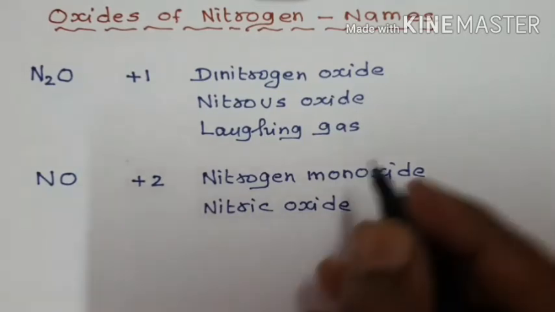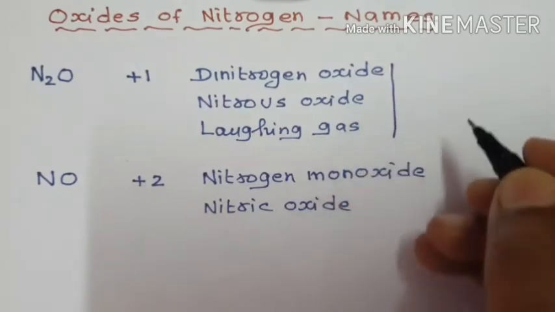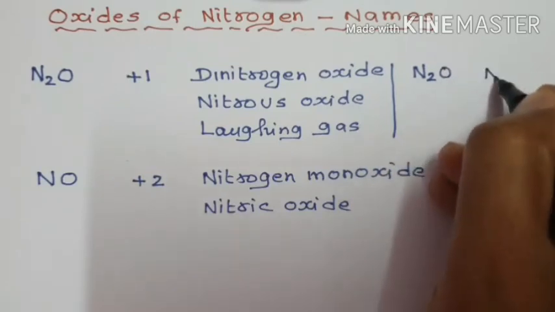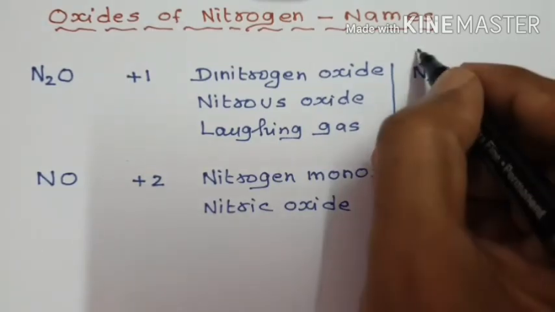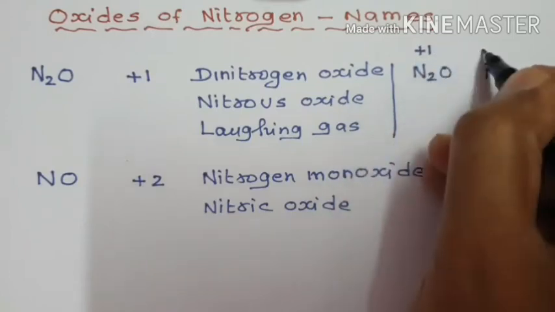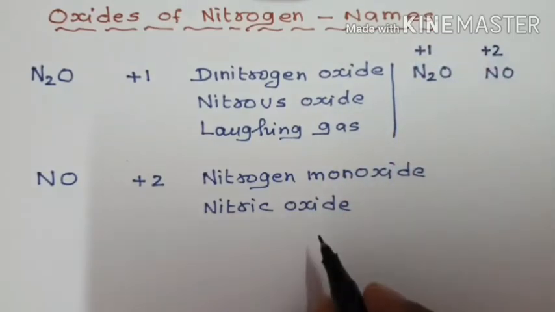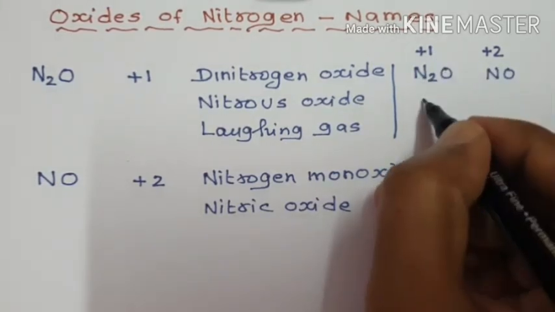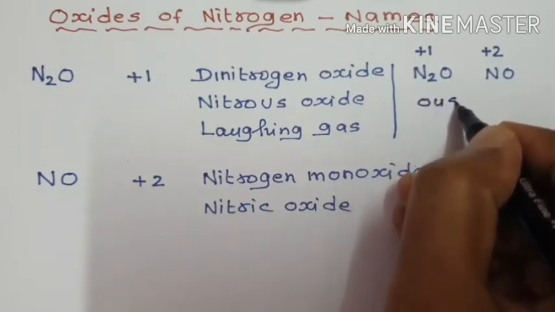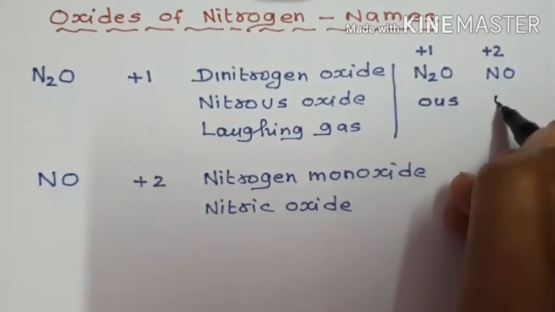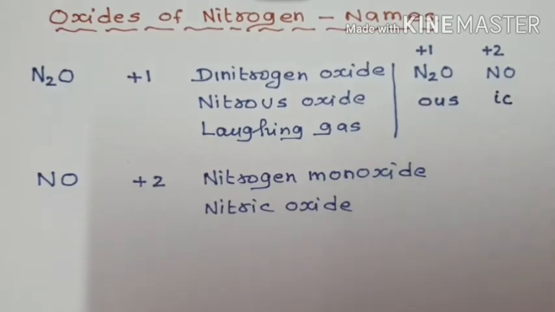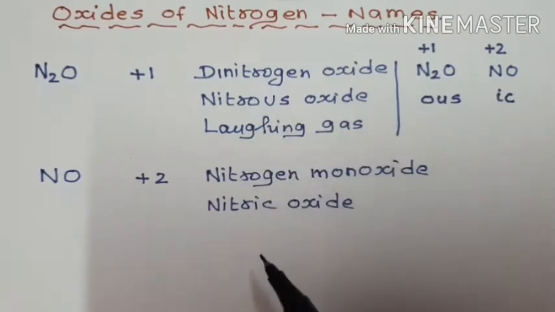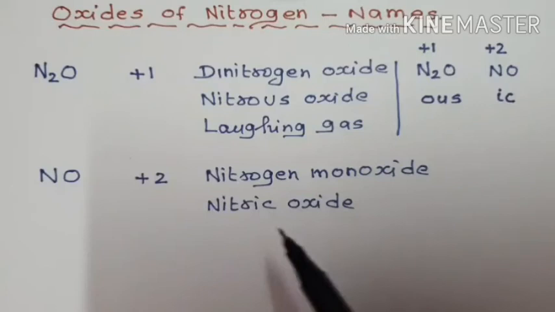And there is one point to remember: in nitrous oxide and nitric oxide, the valency of nitrogen is +1 in nitrous and +2 in nitric. So the lowest valency name usually ends with ous, as in nitrous. The highest valency name usually ends with ic. Nitrous, nitric.